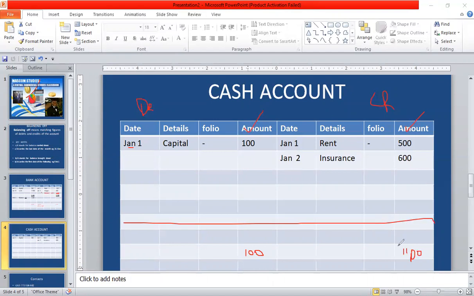Okay, and we agreed that this is our big amount. The big amount is written on all sides. This is what we call balancing off. The big amount is written on all sides.